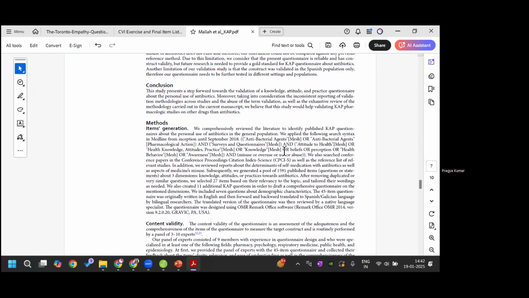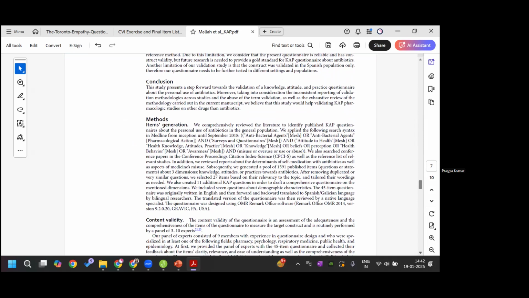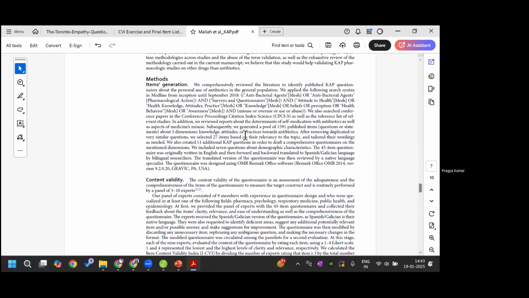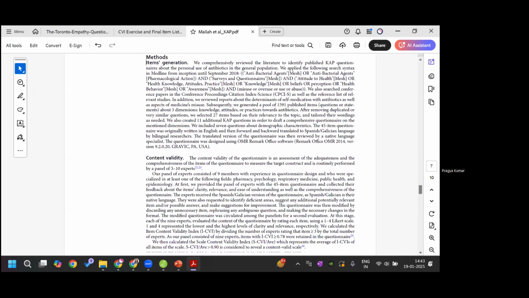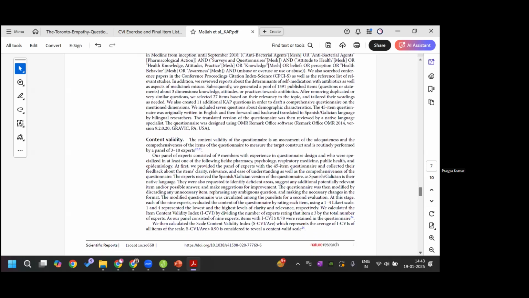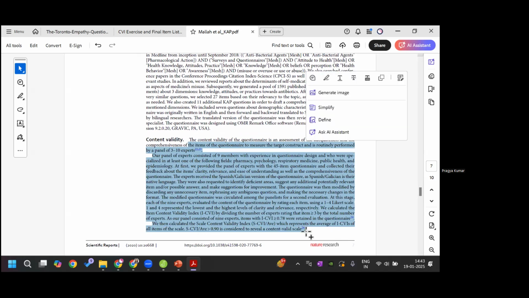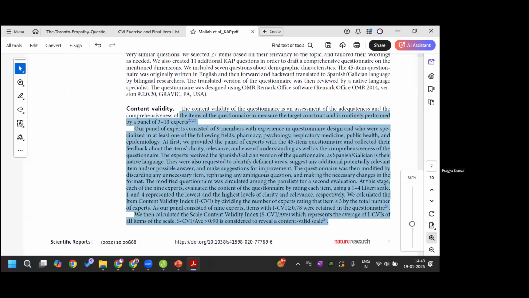So in the methods, they have done the literature search. And then content validity, I want you to read. We will go to this item generation process also, but their process is relatively different. So yes, can someone read this content validity? I'll just color this. Okay, I will enlarge this. Yeah, can someone read this part, content validity? Any volunteer?